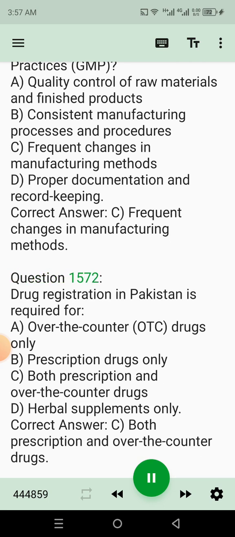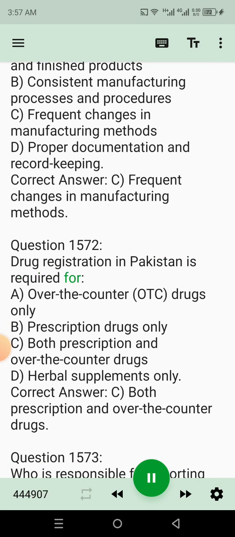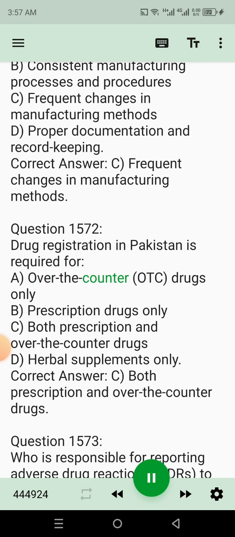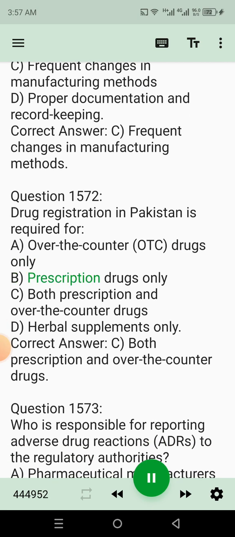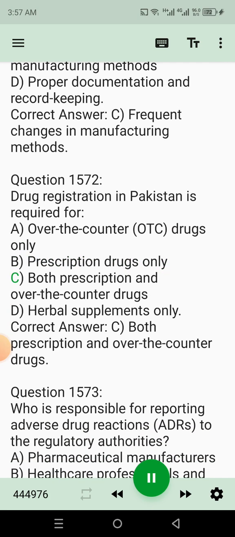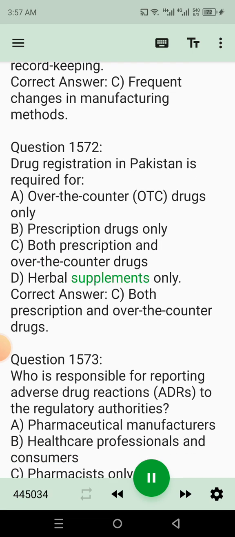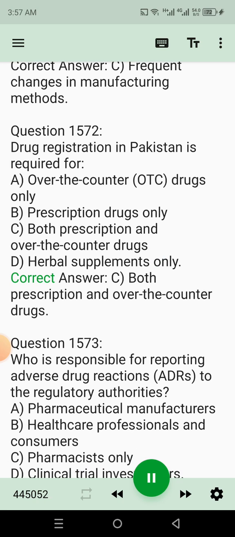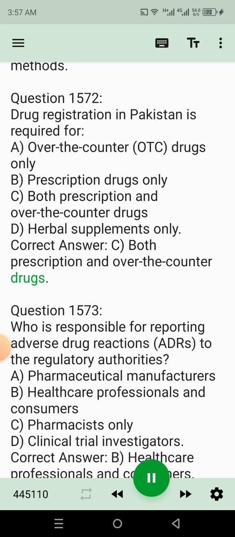Question 1572. Drug registration in Pakistan is required for A. Over-the-counter (OTC) drugs only. B. Prescription drugs only. C. Both prescription and over-the-counter drugs. D. Herbal supplements only. Correct answer. C. Both prescription and over-the-counter drugs.